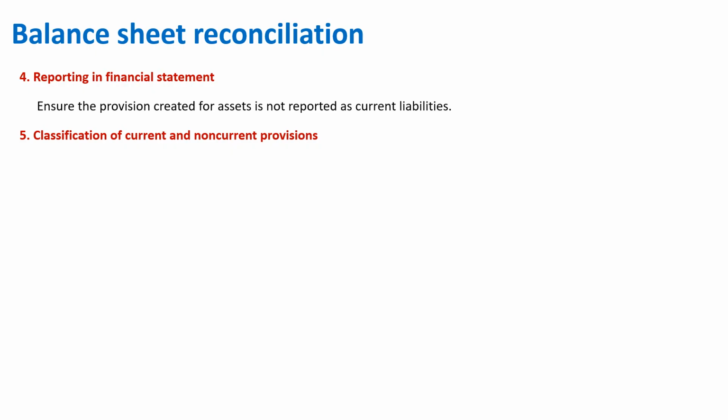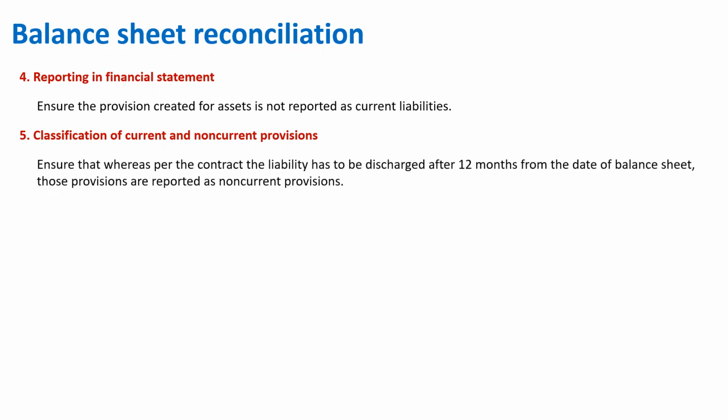Classification of current and non-current provisions. Ensure that where, as per the contract, the liability has to be discharged after 12 months from the date of the balance sheet, those provisions have to be reported as non-current. Okay, don't show them as current because that is not right disclosure. So if my liability has to be discharged only after 12 months from the date of preparing the balance sheet, I need not show it as current. I will report it as non-current provisions. So that's it about provisions.